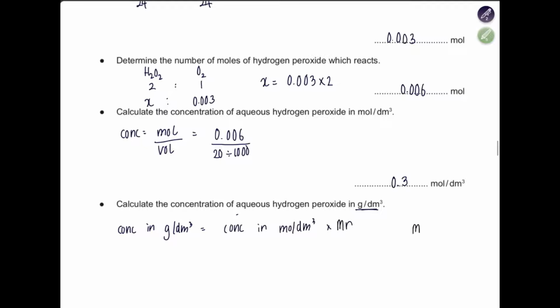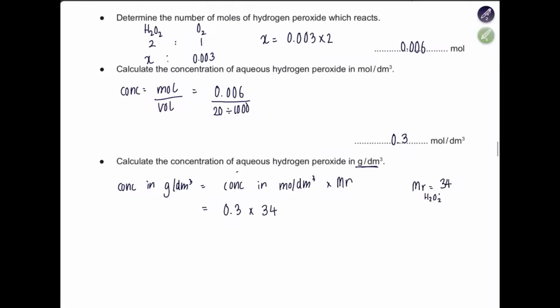What is the mR? If you add the ARs of H2O2, you will get 34. So it's going to be 0.3 multiplied by 34. The answer is 10.2 gram per decimeter cube.